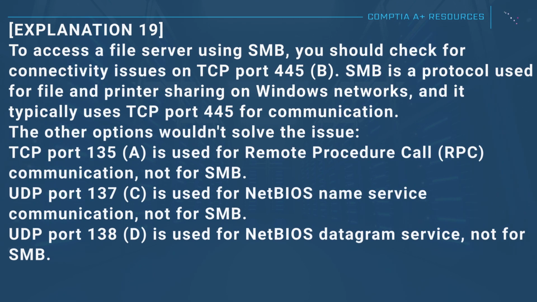To access a file server using SMB, you should check for connectivity issues on B. TCP port 445. SMB is a protocol used for file and printer sharing on Windows networks, and it typically uses TCP port 445 for communication. The other options wouldn't solve the issue.